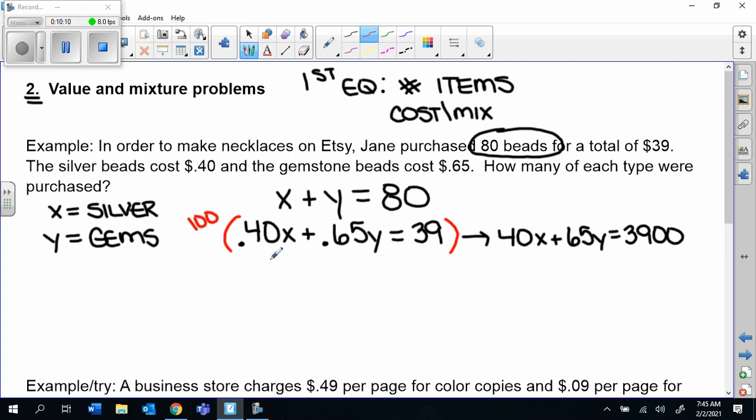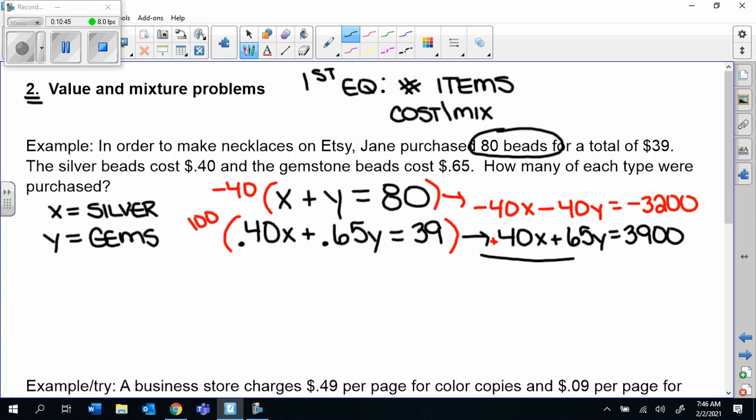I'm just going to use a simple elimination. If this is a positive 40, I can multiply everyone here by negative 40, and that's going to allow me to eliminate my x's. So minus 40x, minus 40y equals minus 3,200. And you don't have to write that on top. You can write that underneath if you wish. I'm just trying to conserve space here because with my slate, I write really large.